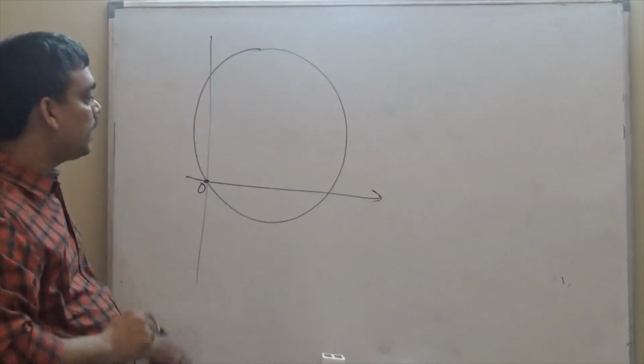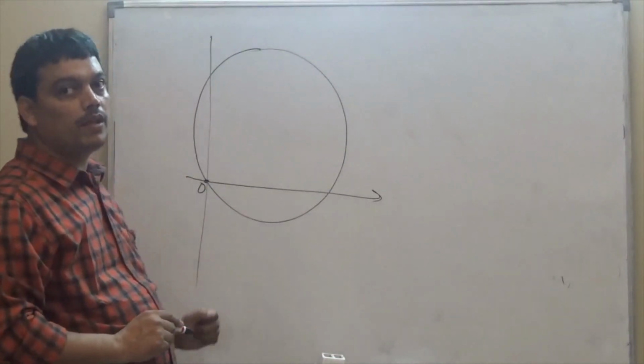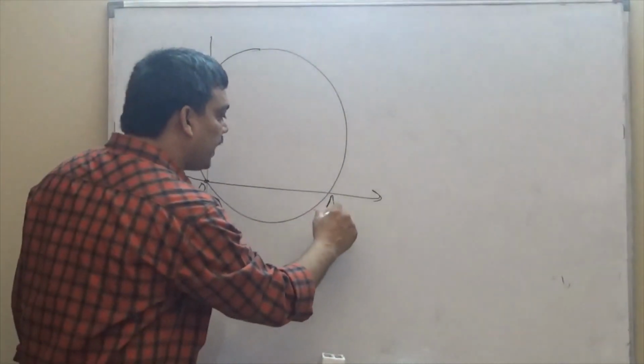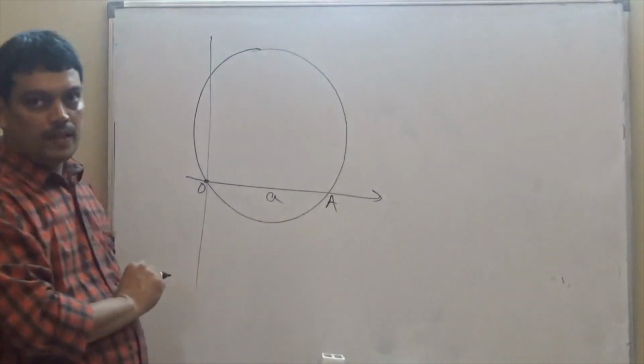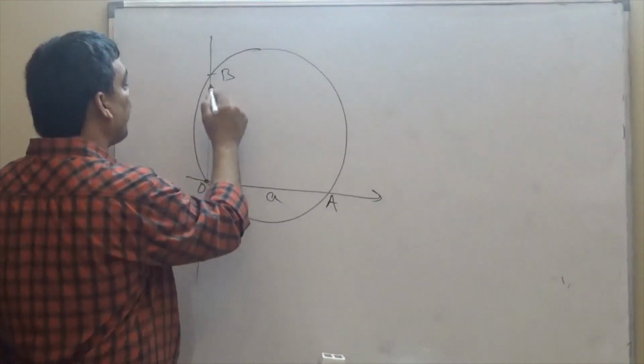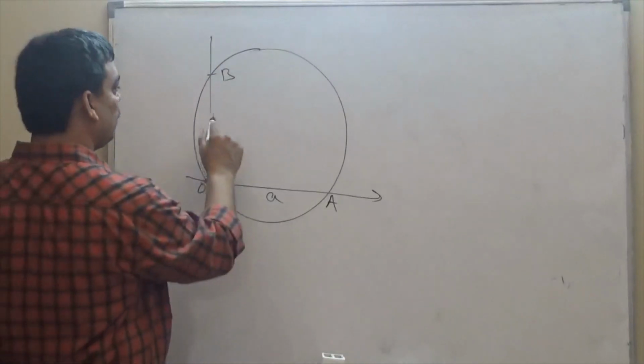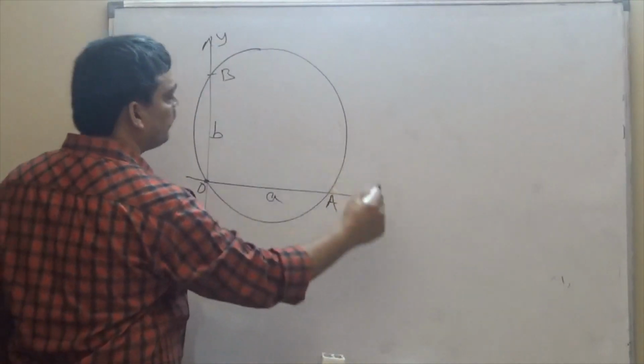At the same time it is cutting off a certain length on the x axis, which is usually called the x-intercept. So OA is the x-intercept. Suppose this is given as A, and it cuts off some length on the y axis, OB, which is called the y-intercept. This is, say, B. So I'll name the x and y axis also here.